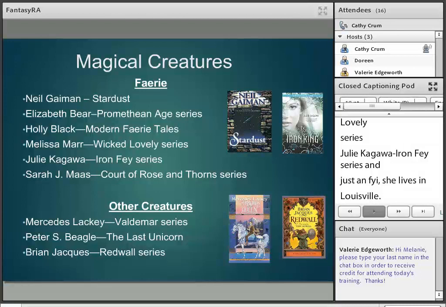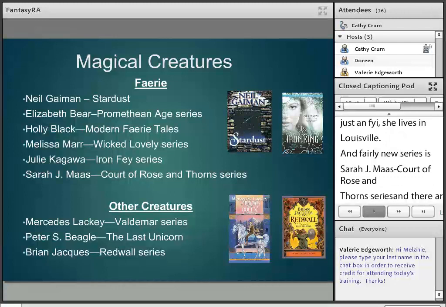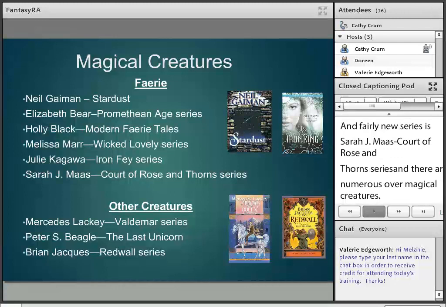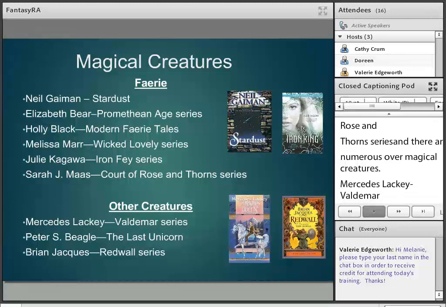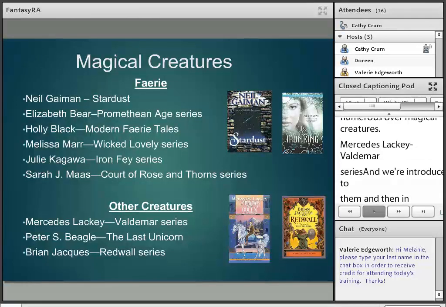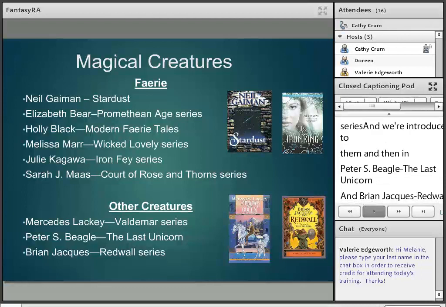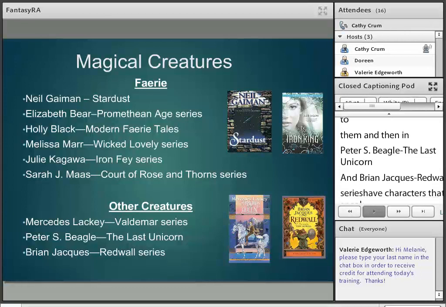Besides dragons and fairies, there are numerous other kinds of magical creatures. In Mercedes Lackey's Valdemar series, we are introduced to the horse-like Companions. And in Peter S. Beagle's The Last Unicorn, well, it has a unicorn, as you might expect. Brian Jacques' Redwall series has a large cast of anthropomorphic animal characters, or animal characters who speak and act like humans, which include mice, ferrets, and badgers.